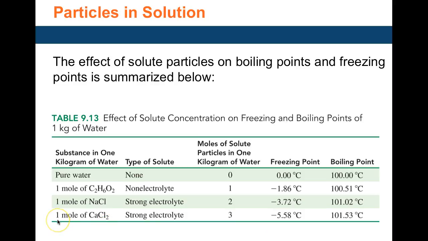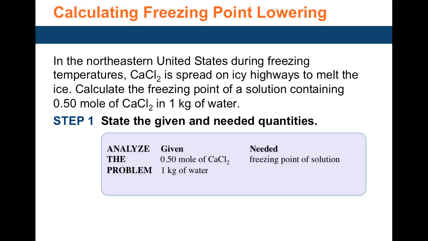Suppose you just had half a mole, all right? That means you have half this amount, so that's 1.5, okay? So 1.5 times the negative 1.86, all right? So it'll be half this, all right? Instead of negative 6, it is going to go to negative 3, all right? So let's see how that works out, okay?